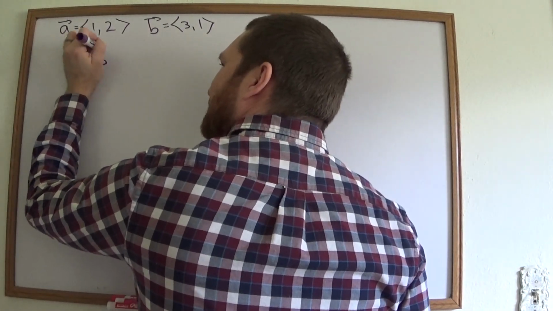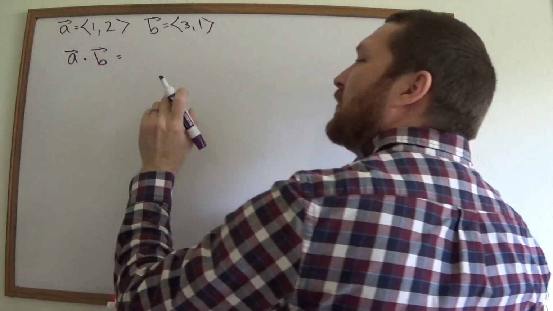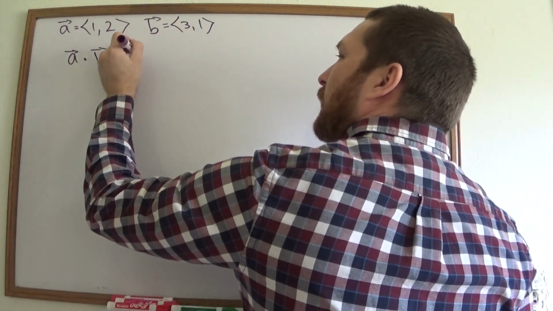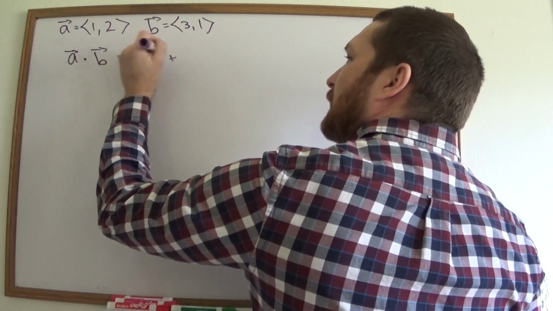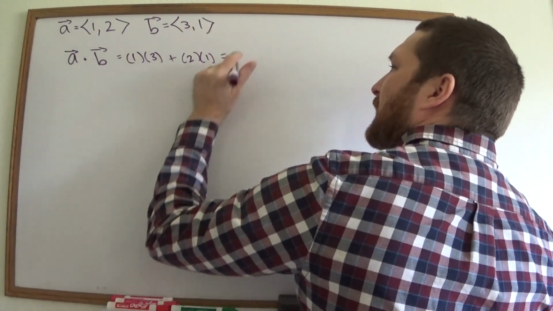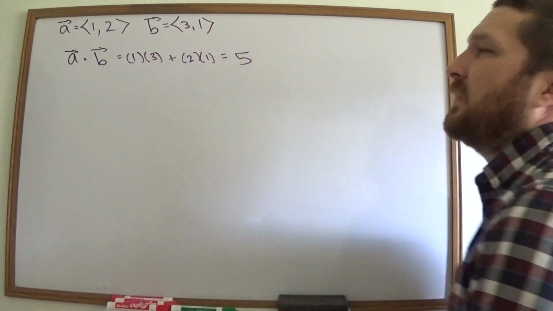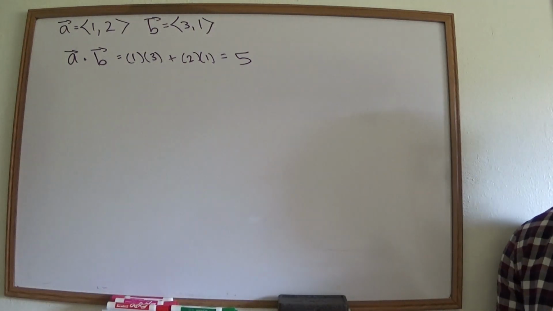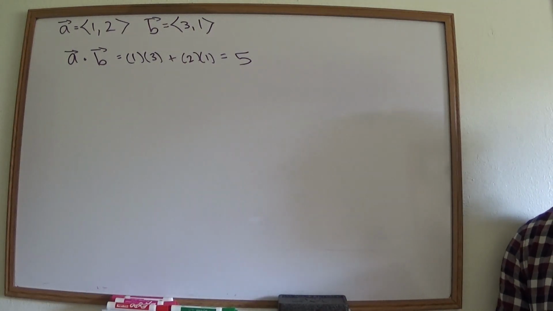3 plus 2. So you take 1 times 3, plus 2 times 1. And you said that gives me 5. So in other words, A dot B is a scalar, right? A dot B is not a vector, right? Right.